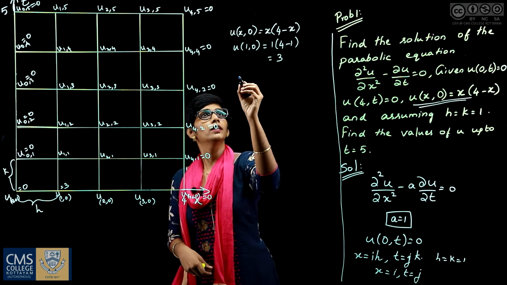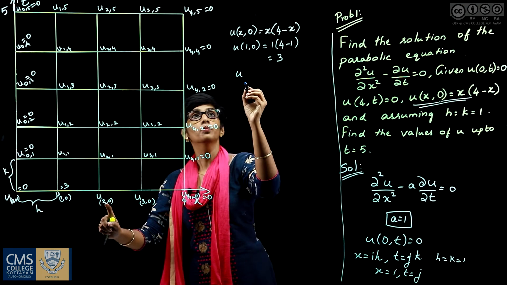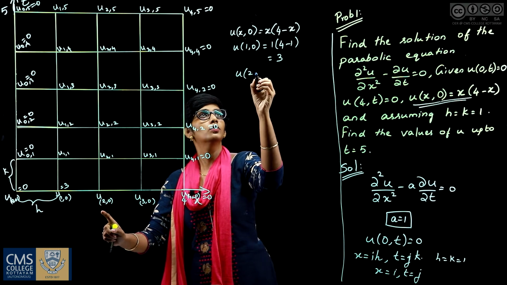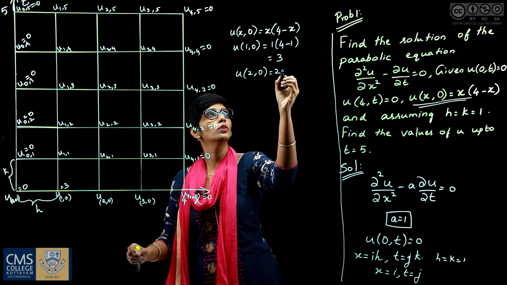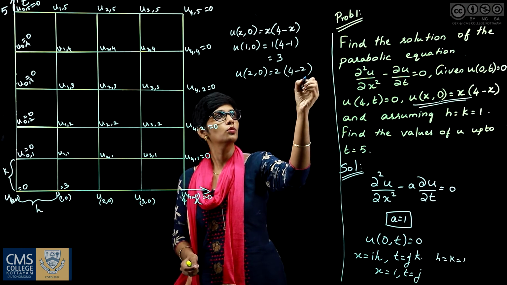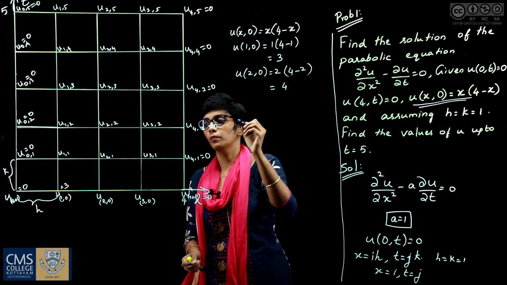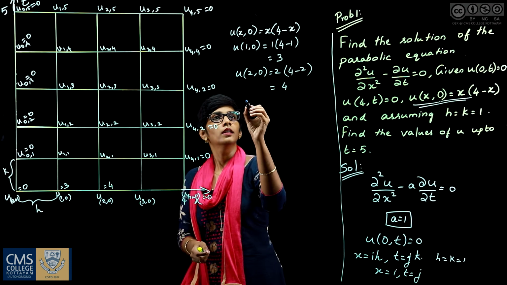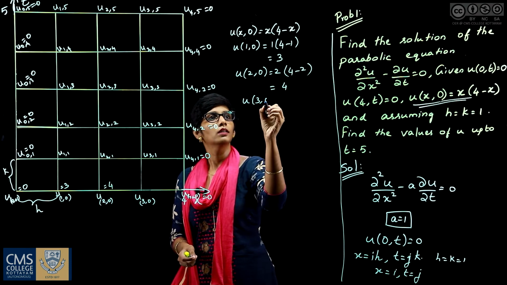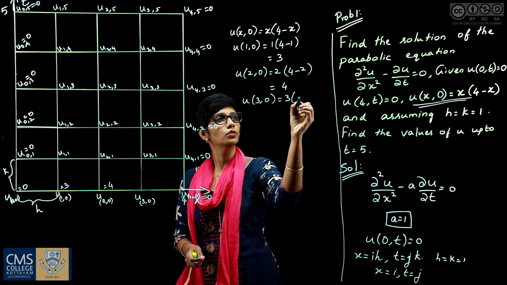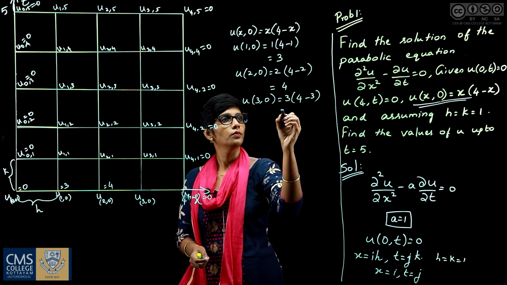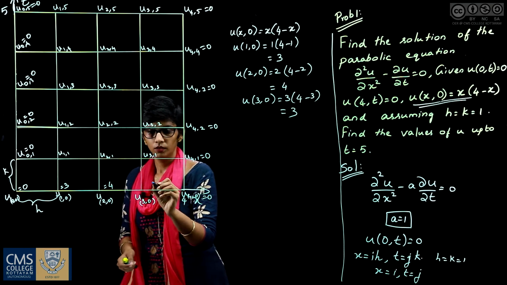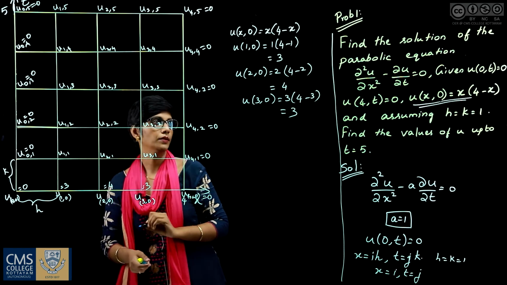Now the second point is x is equal to 2. So u of 2, 0 is equal to 2 × (4 − 2), which is equal to 4. So this point has the value 4. Next, u of 3, 0 is equal to 3 × (4 − 3), which is equal to 3. So here the value is 3.